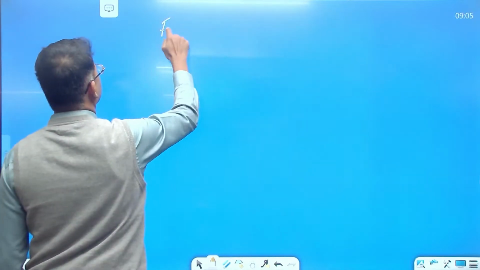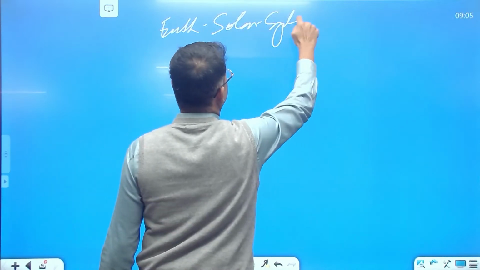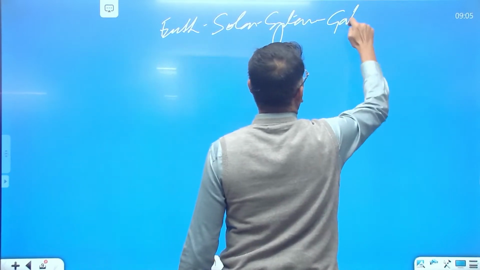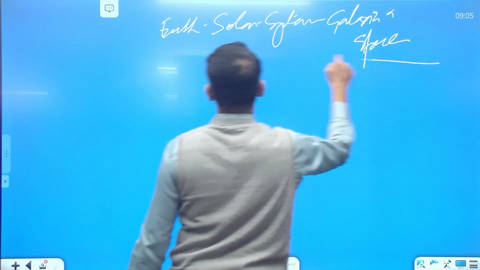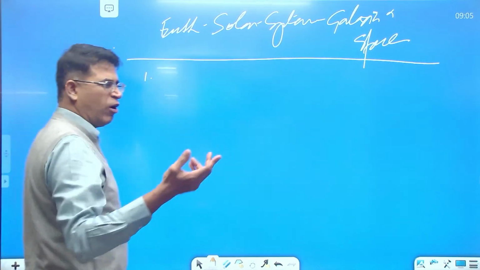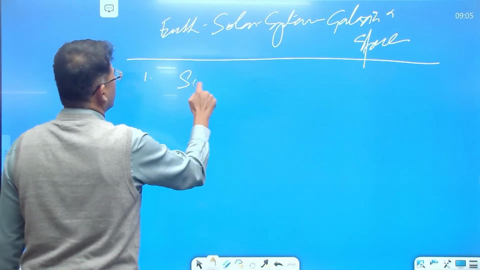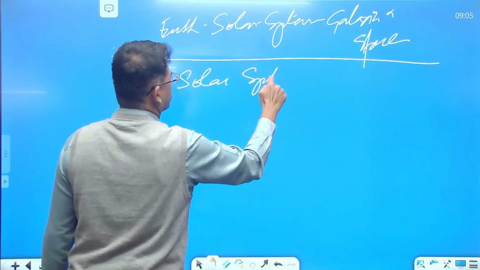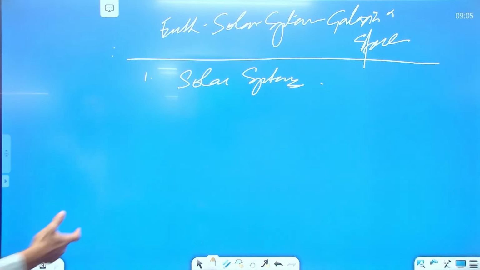Earth, solar system, galaxies and space. This is the theme I'm starting off with. Earth, solar system, galaxies and the space. So quickly, some facts I believe all of you know, or if not, you'll know it now. Earth is part of a solar system. And how many planets do we have?